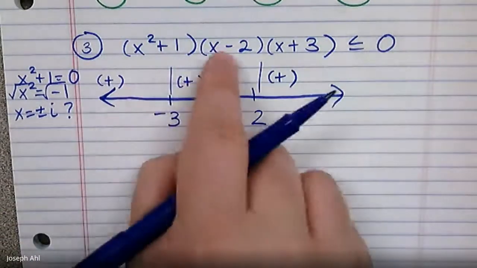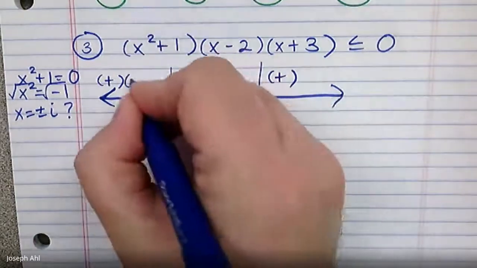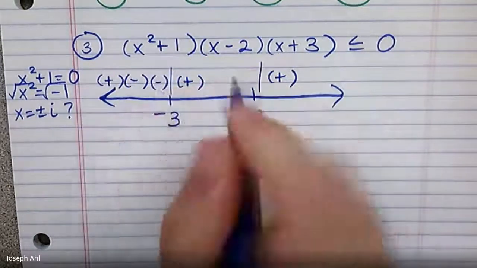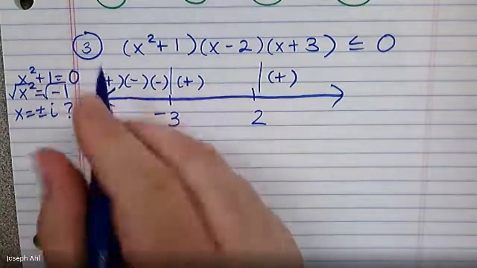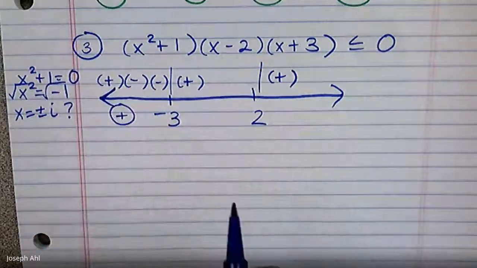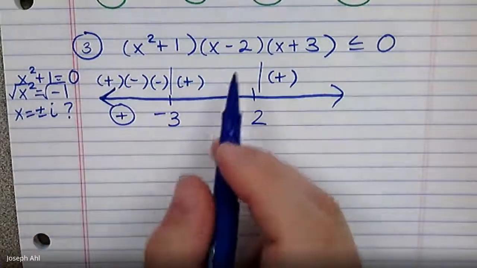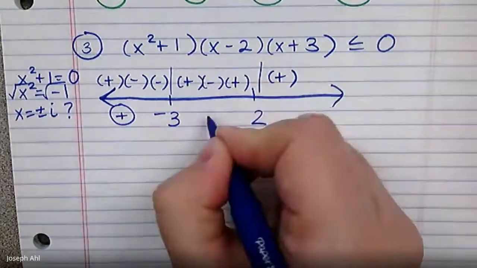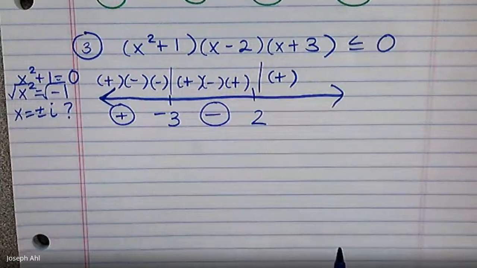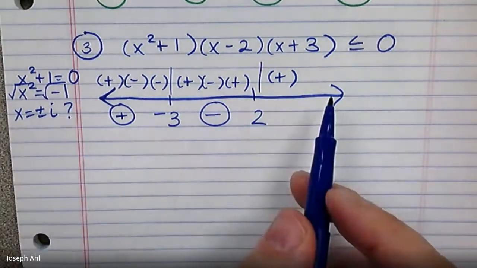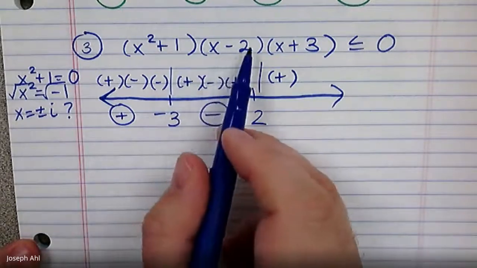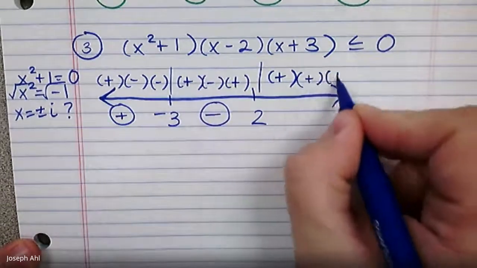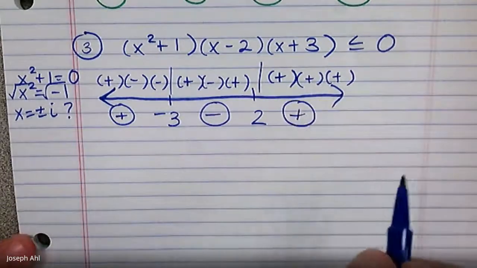So if we test -4, -4 minus 2 is negative, -4 plus 3 is negative. These two would multiply to positive, and positive times positive is positive. Come over to the middle. If I test 0, 0 minus 2 is negative, and 0 plus 3 is positive. With the 1 negative there, we get a negative region altogether. And then finally, to the right of 2, if I test 3, 3 minus 2 is positive, 3 plus 3 is positive. So altogether, this is positive.